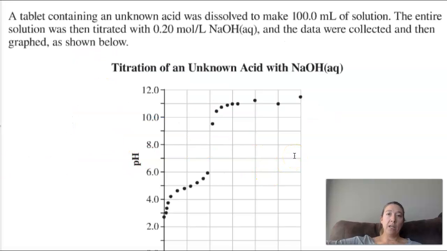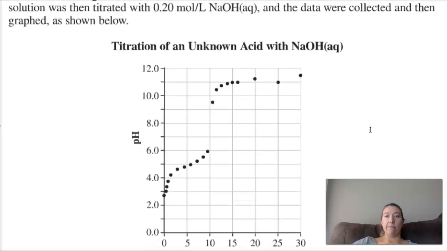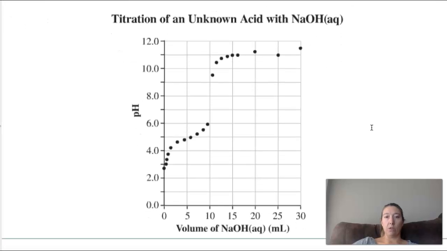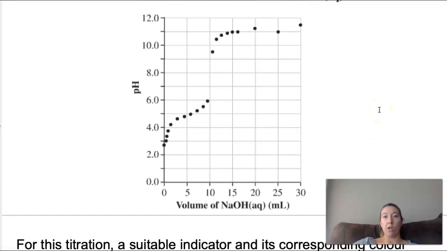A tablet containing an unknown acid was dissolved to make 100 mL of solution. The entire solution was then titrated with 0.2 mol/L sodium hydroxide. The data were collected and graphed as shown below. So here's our little graph. For this titration, a suitable indicator and its corresponding color change are.